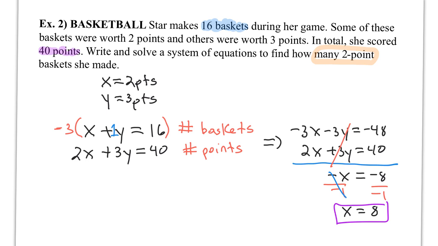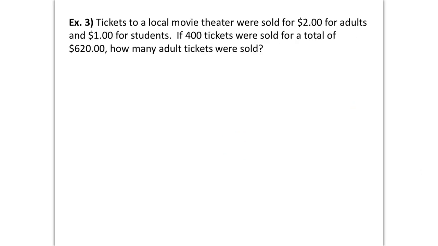Okay, so let's try the last one today. This one here is about movie tickets, local movie theater. They give you the prices for adults and students. They mentioned that they sold 400 tickets and they made $620 that night. So the question is, how many adults tickets were sold?